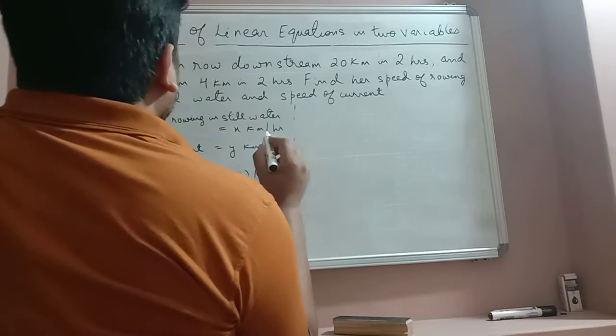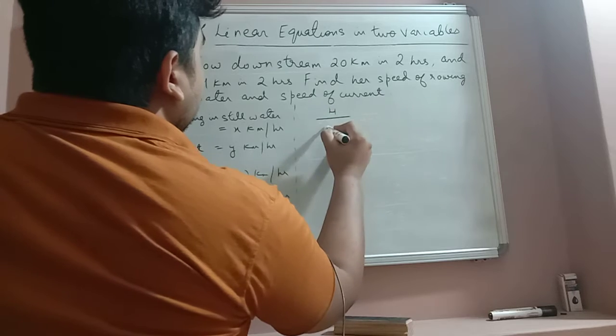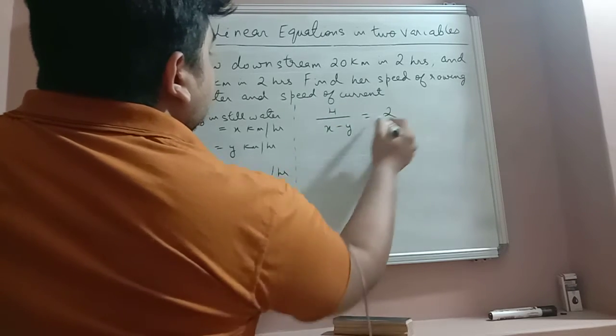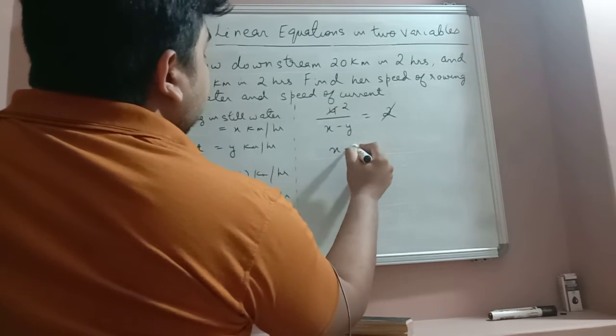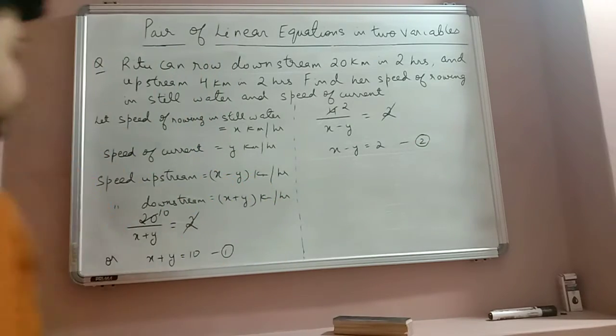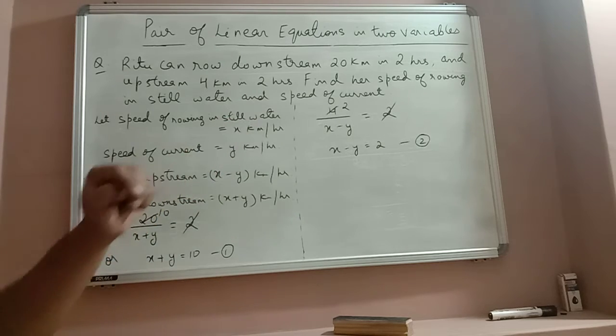Now it says upstream 4 kilometers in 2 hours. So 4 upon x minus y equals 2. Again we can cancel out here. 2 ones are 2, 2 twos are 4. x minus y becomes equal to 2. This is our equation number 2. So we have got two equations, x plus y equal to 10 and x minus y equal to 2.